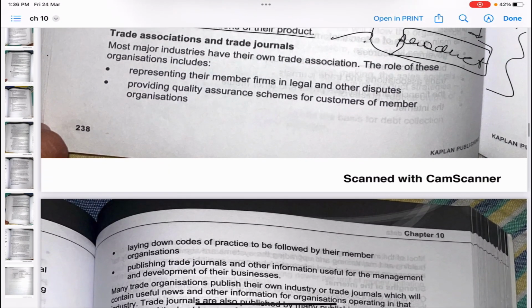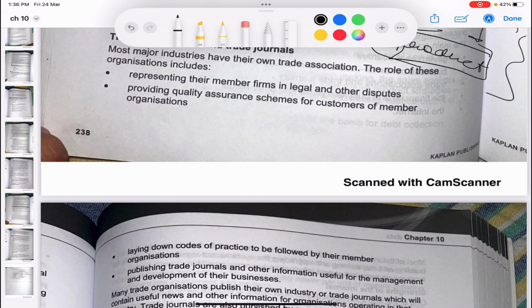Okay. Now we come to trade associations and trade journals. So how do trade associations and trade journals in a way help a business in acquiring any sort of information? Most major industries have their own trade association, right? I hope you know what a trade association is. We have done it in the BT paper. So what is the role of these organizations?